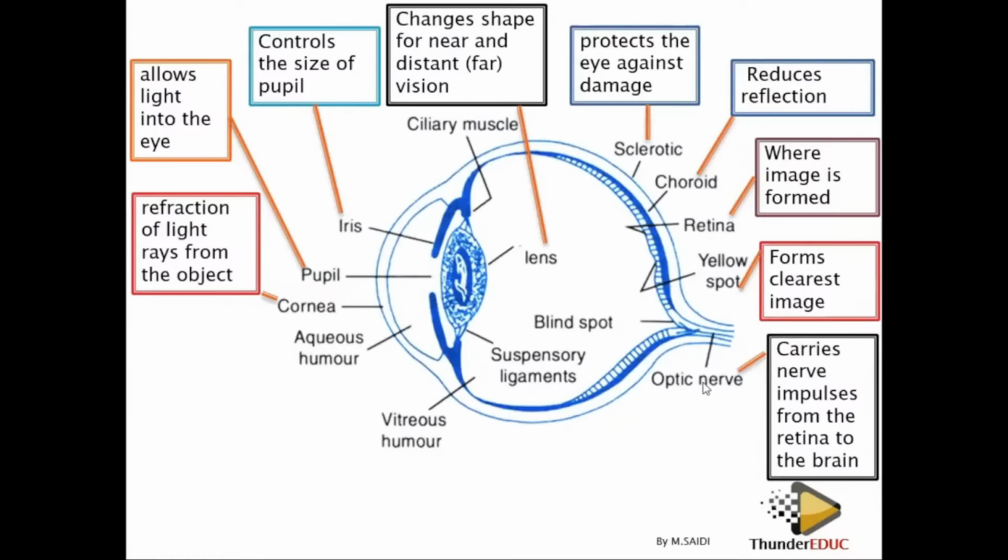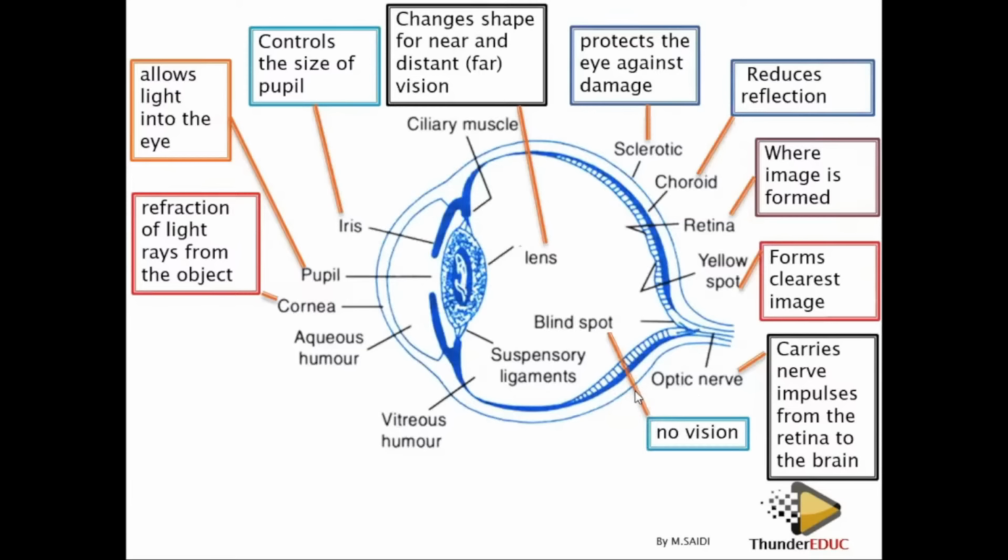Then you have what you call the optic nerve. This one carries impulses from the retina to the brain. When we talk about an impulse, we are talking about an electrical message. When light falls on the retina, it must change this light into an electrical message. That electrical message is carried to the brain in the form of impulses. So the optic nerve carries this impulse to the brain. Whenever you talk about optics, it means that you are talking about light.